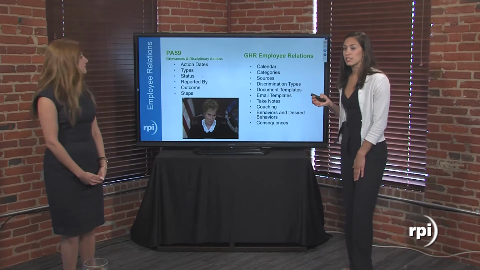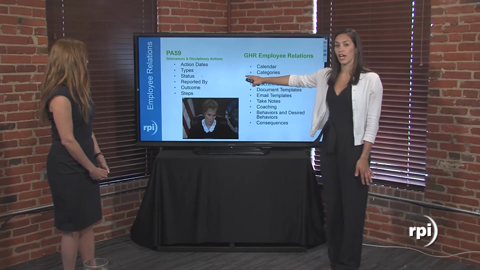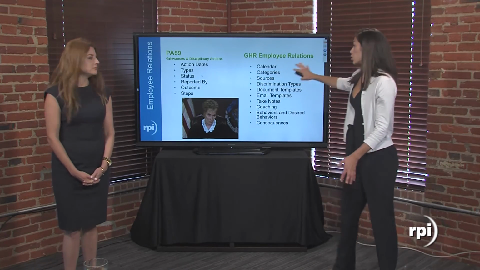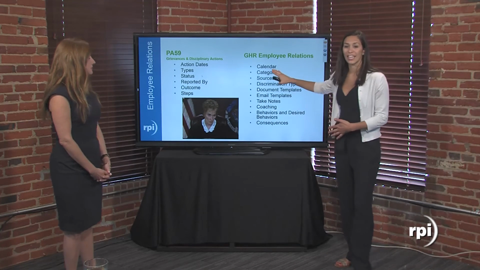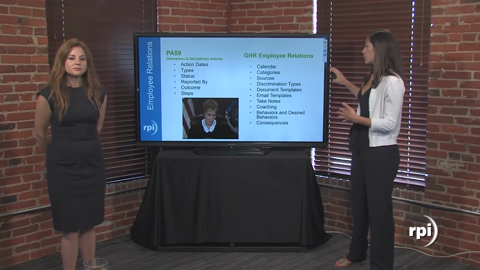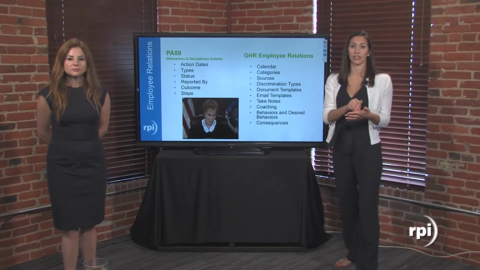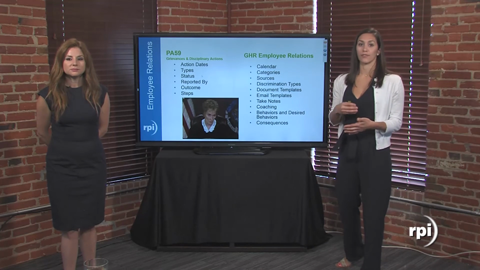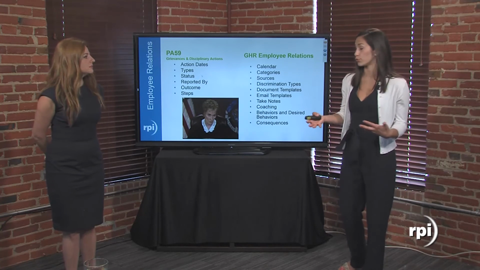Employee relations. This is the S3 side here, PA 59, where you had your grievances and disciplinary actions. In global HR, you have a lot more available to you. So you can create a calendar. If your organization uses workdays to determine when responses are due for your grievances, you can set that calendar up to set those dates for when they need to have taken some sort of action or check back in on the employee to see if anything has improved.